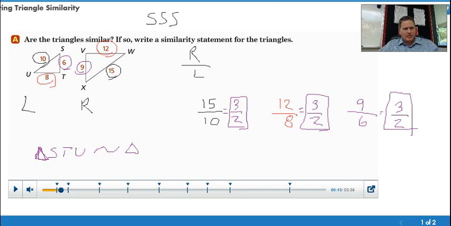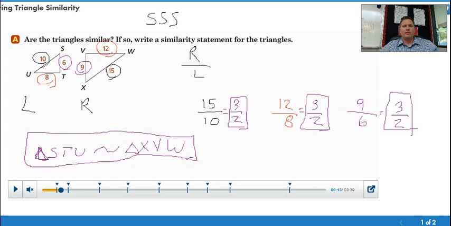So the S is in between the black and the violet, so that's going to be black and violet. That's going to be X right here. Let's do T right here. T is between violet and red. V is in between violet and red. That's going to be V, and then that means my last one right here is going to be W. So that is my similarity statement right there. Perfect. They're all proportional, and so they're similar.